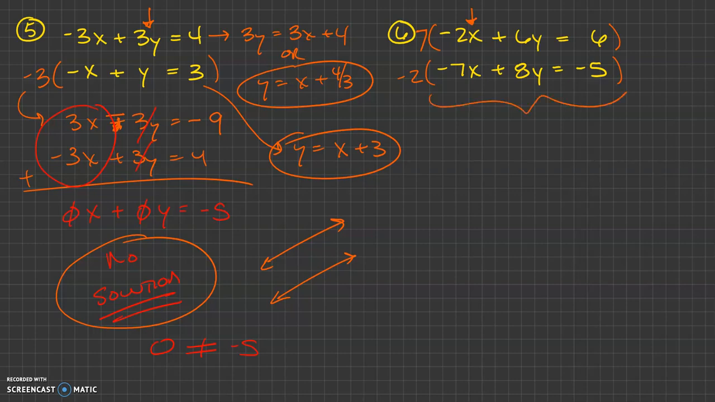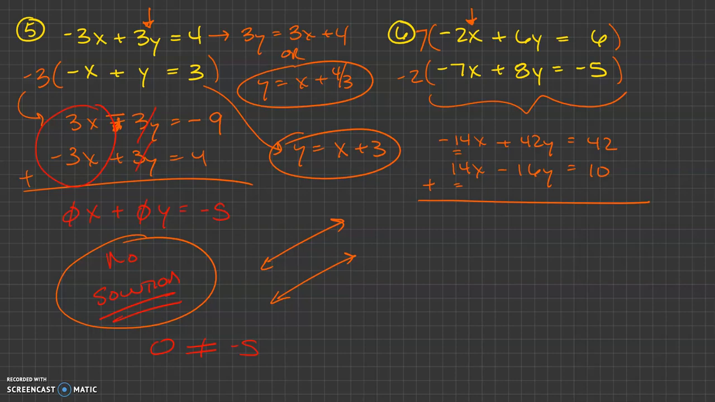All right, so let's rewrite our first equation. That's going to be -14x plus 42y is equal to 42. That's going to be a 14x, I'm working on the bottom equation, minus 16y is equal to a +10. Now, I have opposite coefficients in front of my x, so they're going to go bye-bye.